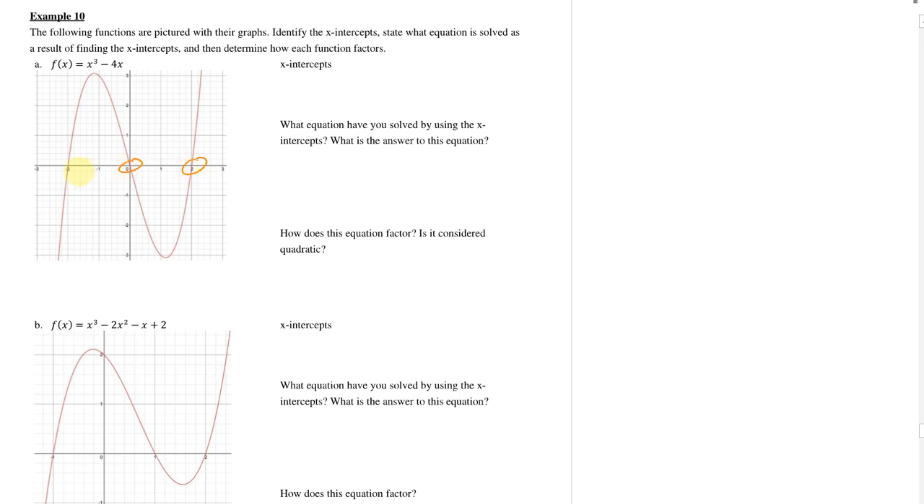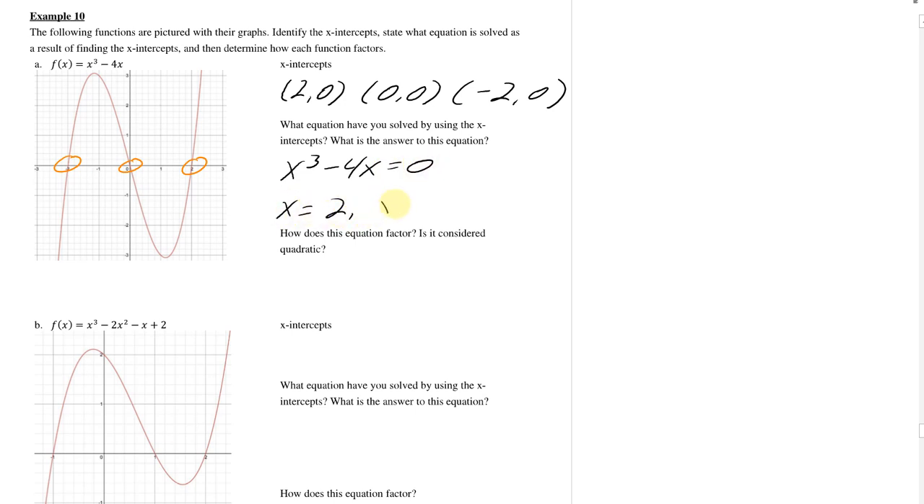Okay, so here are my x-intercepts. So in this case, I have 3. So I have 2, 0, 0, 0, and -2, 0. So what equation have I solved by using the x-intercepts? So if I set x cubed minus 4x equal to 0, the solutions should be x equals 2, x equals 0, and x equals -2.